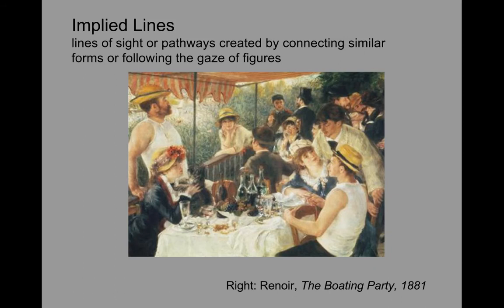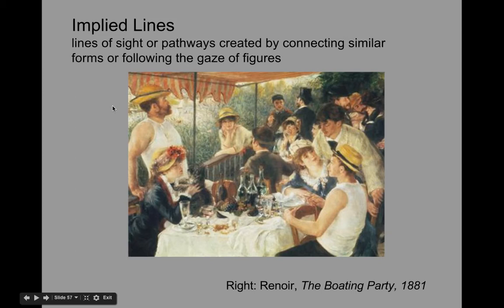We also have implied lines. So these are not lines that are present in the composition, but lines of sight or pathways created by connecting similar forms or following the gaze of other figures. While there are some linear directional lines here, or here in these poles, here we're talking about implied lines. So lines of sight, we might connect these yellow hats and create an implied line between all the yellow hats that stand out a bit.